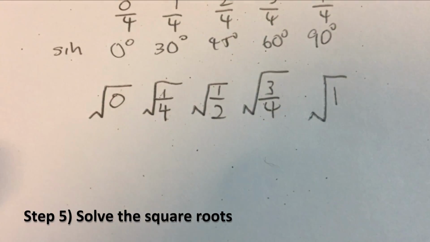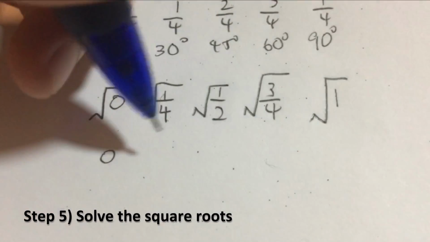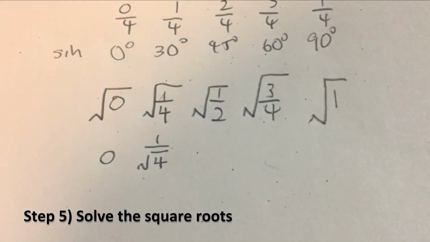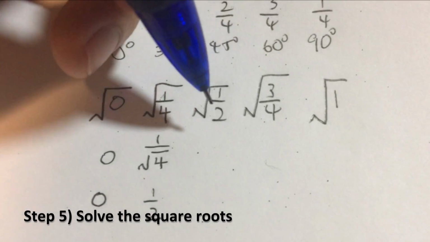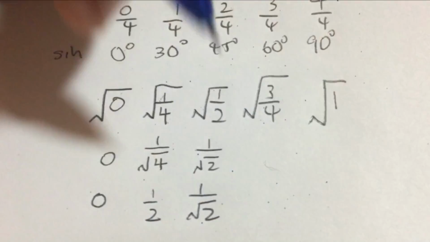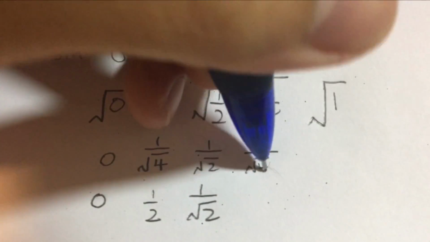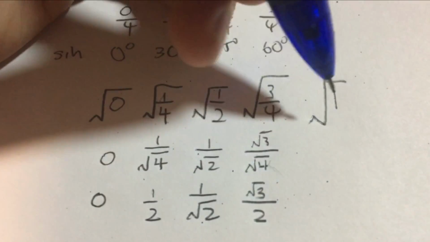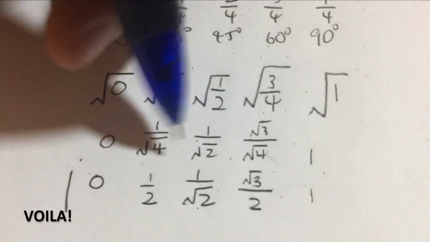Starting from here, square root of 0 is 0, and square root of 1/4 is 1 over square root 4. Square root 4 is of course 2, so this will be half. This one is just 1 over square root 2, correct? So in the end you'll get 1 over square root 2. Same thing here, this one will be square root 3 over square root 4, so that will be square root 3 over 2. And last but not least, square root 1 is just 1. And so here we go, the final answer.